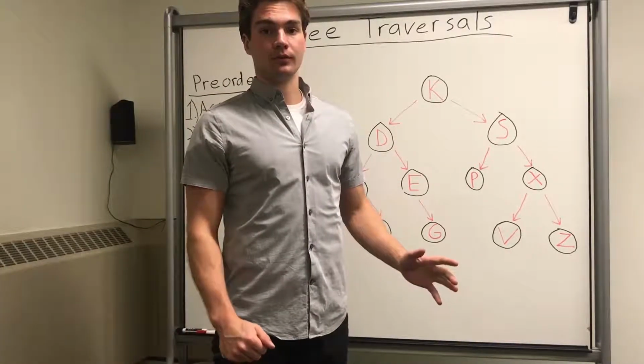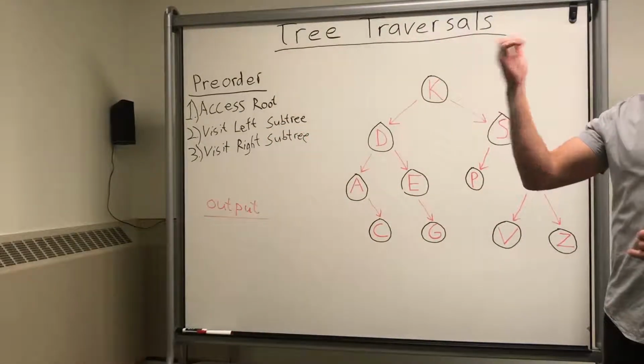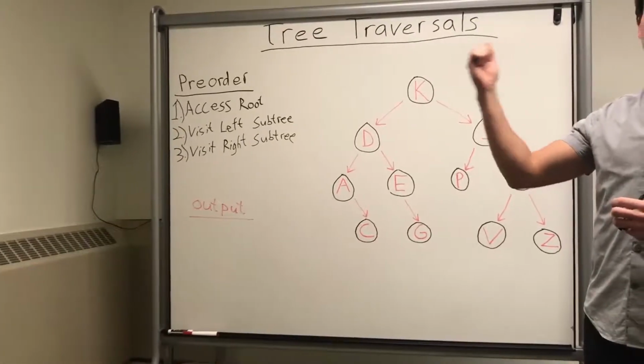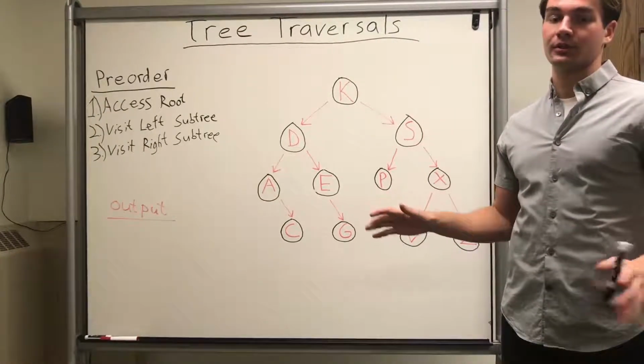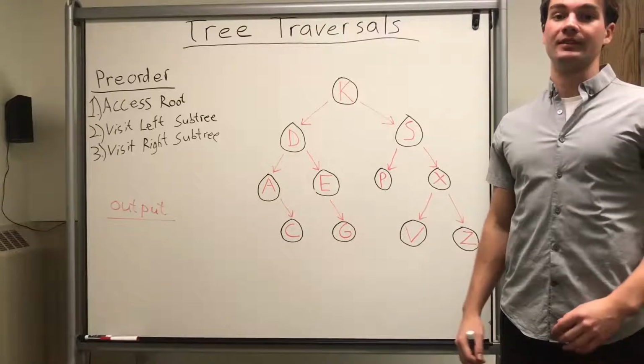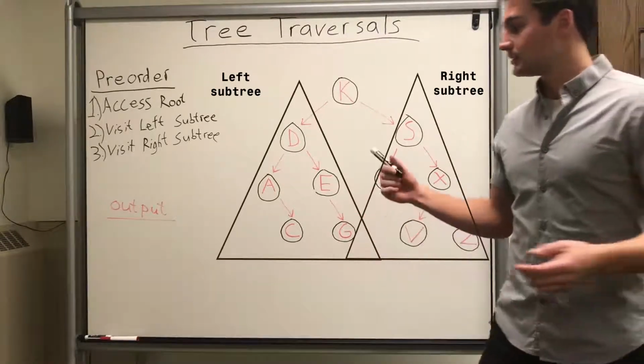Now, a preorder traversal will go just like this. If you look at this algorithm up here, you're going to access the root, the data that's held in the root. You can do whatever you want with it. For the purposes of this traversal, we're just going to print it. After that, you need to visit the left subtree and then visit the right subtree. So let's go through an example.